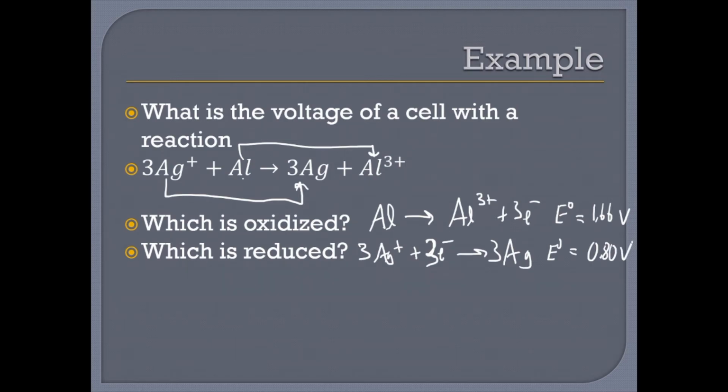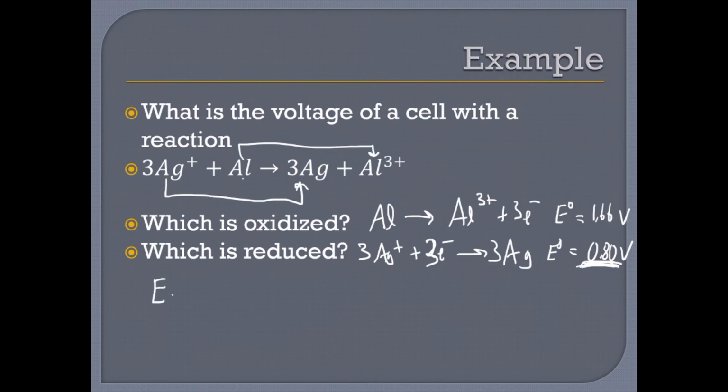Now, some of you astute people might notice, why aren't I multiplying this voltage by 3? Well, because this voltage represents how much energy is gained per electron. It doesn't actually change whether I have multiple electrons taking part in the reaction. The amount of energy each electron has is still the same. So that's why I'm not multiplying this by 3.